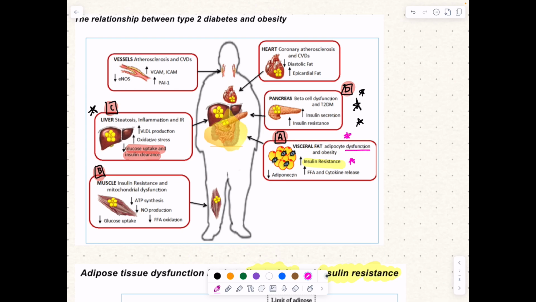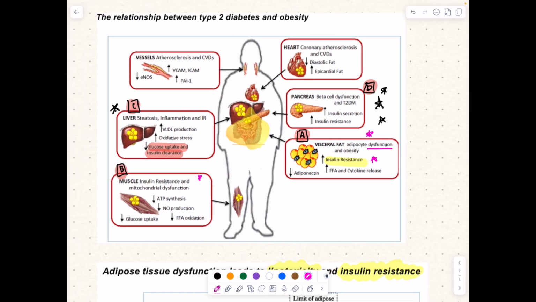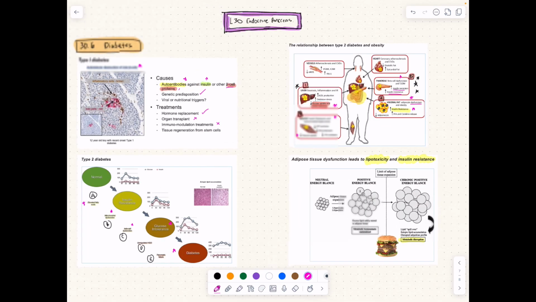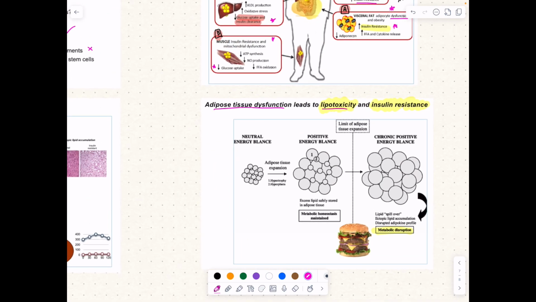And then more on the obesity side, if you have extra adipose, you can have adipocyte dysfunction, and this will cause an increase in insulin resistance. And then if you have an increase in insulin resistance, this will also affect the muscle. So insulin resistance in the muscle, less glucose uptake, so you have excess glucose in the blood. On the liver side of things, you also have insulin resistance, so less insulin clearance, less glucose uptake, and then the pancreas tries to compensate by pumping out an increase in insulin, but you already have insulin resistance, so it's kind of spiraling. Okay, and then adipose tissue dysfunction leads to lipotoxicity and insulin resistance.